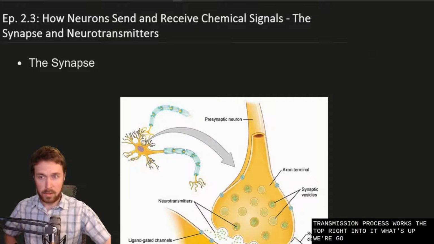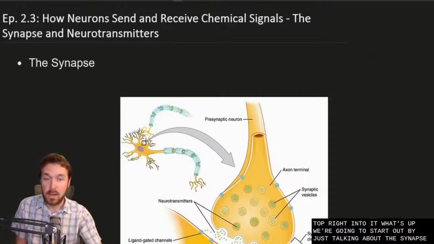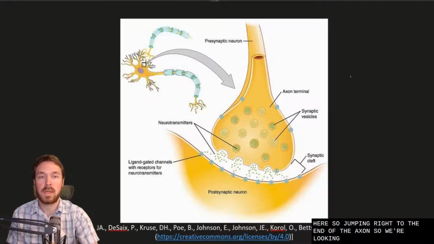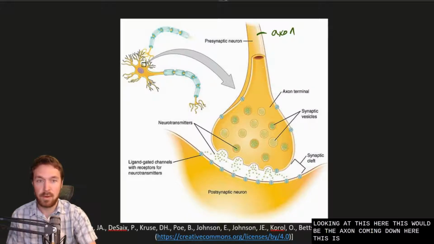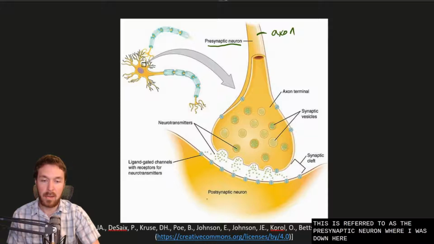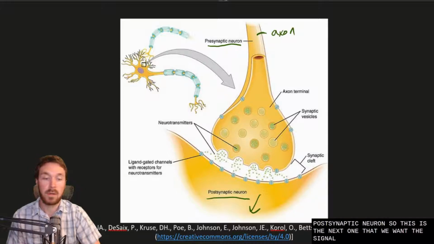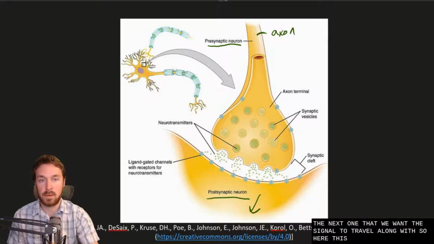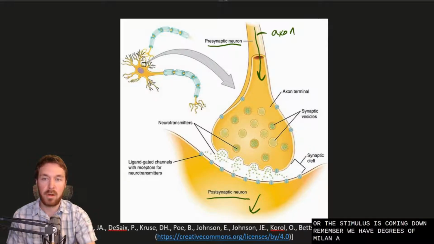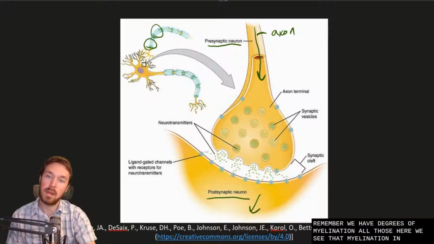We're going to start out by talking about the synapse, jumping right to the end of the axon. This would be the axon coming down here. This is referred to as the presynaptic neuron, whereas down here, this is the postsynaptic neuron. This is the next one that we want the signal to travel along. Here the signal, or the stimulus, is coming down. Remember, we have degrees of myelination. Here we see that myelination, and here it is synapsing on this next cell.